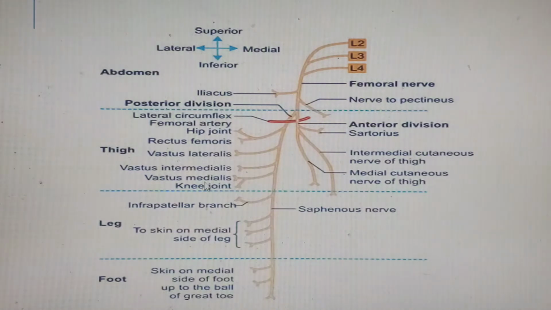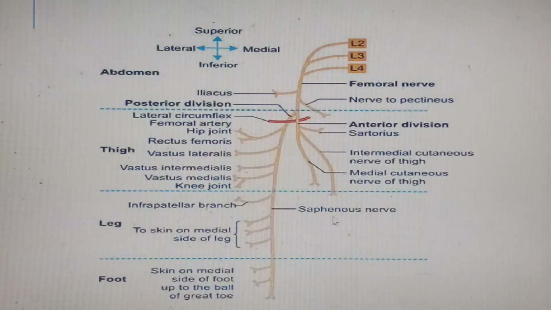Then apart from that, the vastus medialis will receive another supply from this posterior division. Because the nerve to the vastus medialis is very close to the knee joint, it also gives articular supply to the knee joint. Beyond that, it gives an infrapatellar branch. But one important thing is that the posterior division terminates by giving rise to the longest cutaneous nerve that we have in the human body, the saphenous nerve.